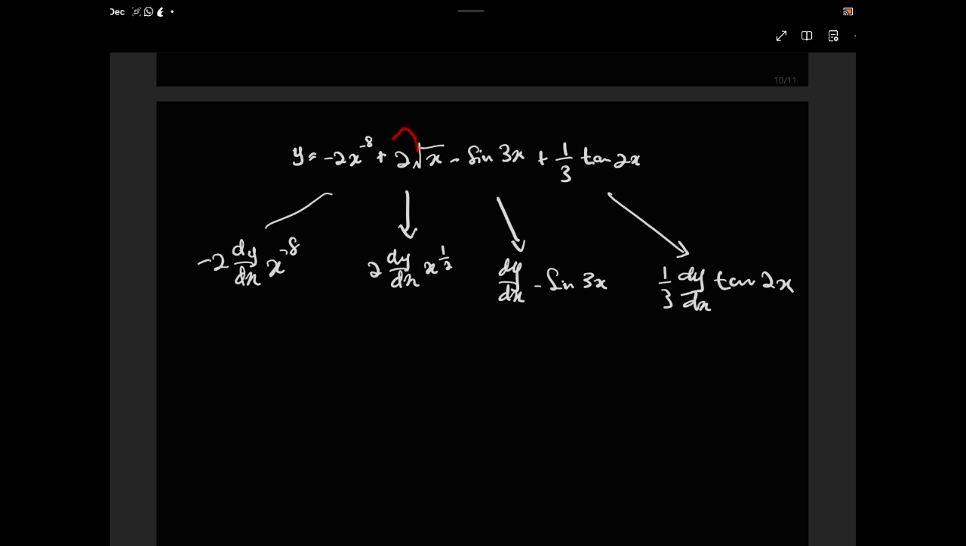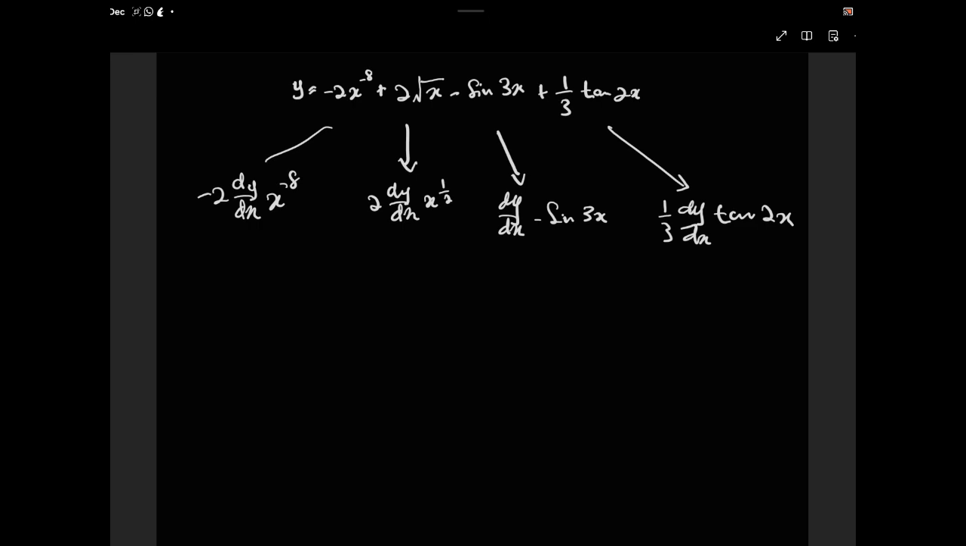So 2 is the constant, we pull it out. That leaves us with the square root of x, so we change it into a form of this. The next one is actually negative sine 3x, and the last one is 1 over 3 times tan 2x, so we pull out the 1 over 3, leaving the tan 2x as its terms to be differentiated. So let's differentiate it right away.